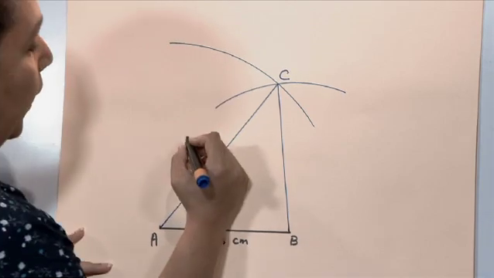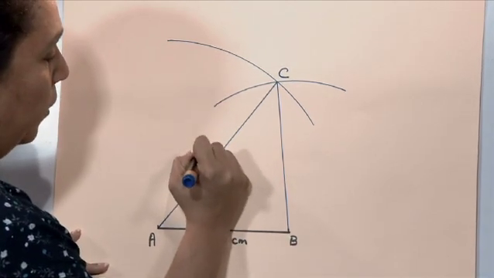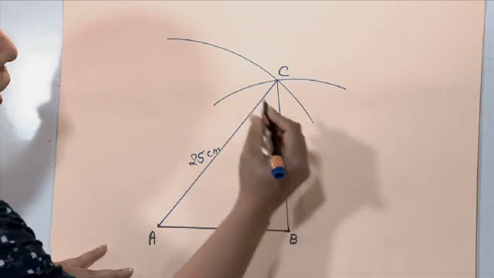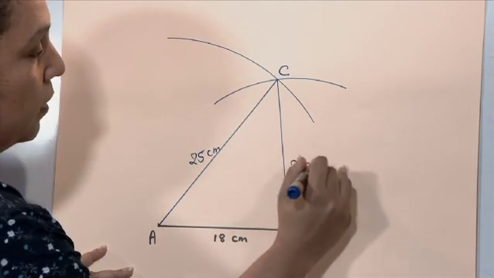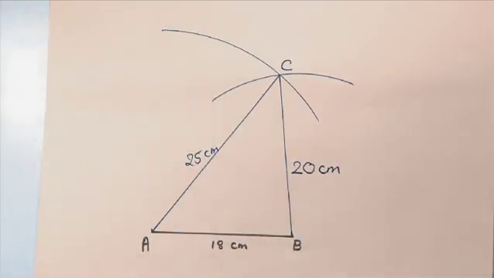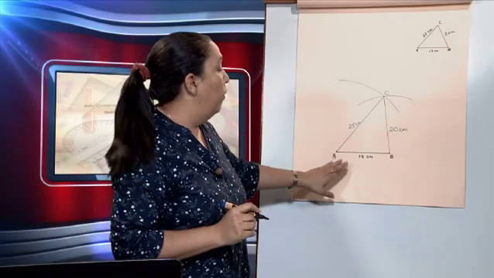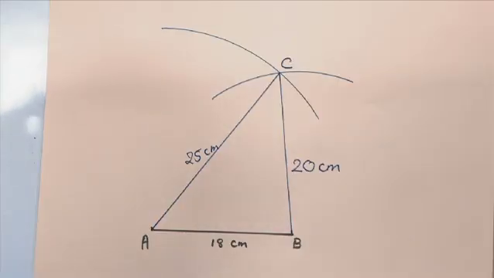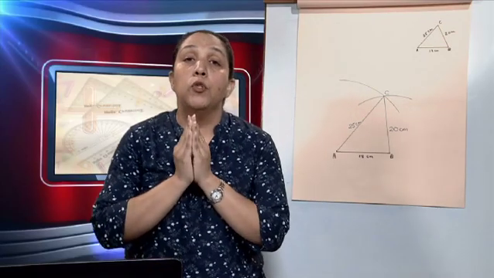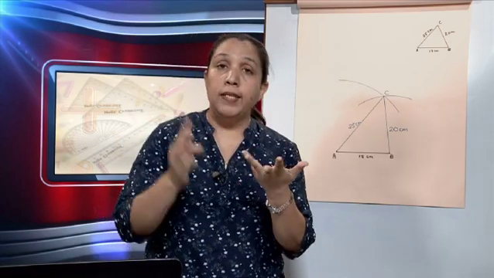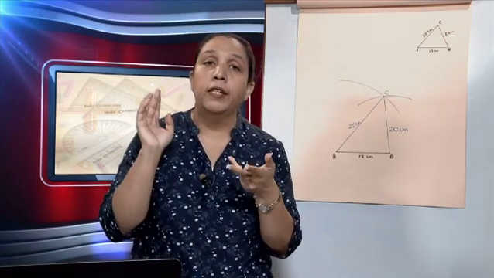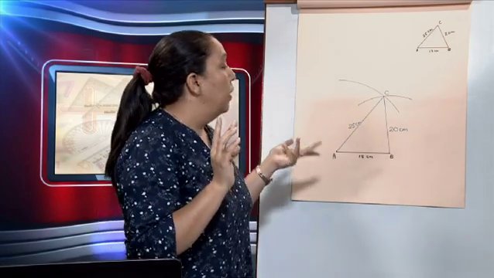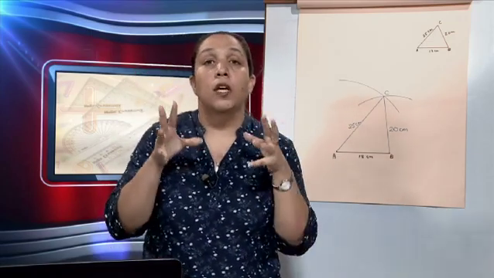Don't forget to label your triangle. That's 25 centimeters. And BC is 20 centimeters. Good? What do we have? A triangle of length 18 centimeters, 25 and 20 centimeters. Okay, so we have shown you how to construct an equilateral triangle, an isosceles triangle, and a triangle given 3 sides known.